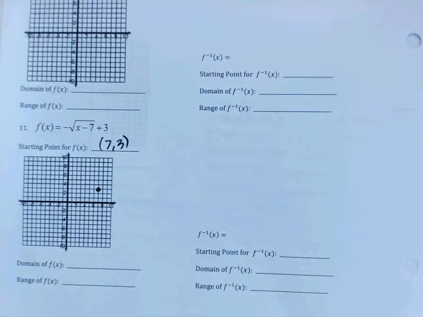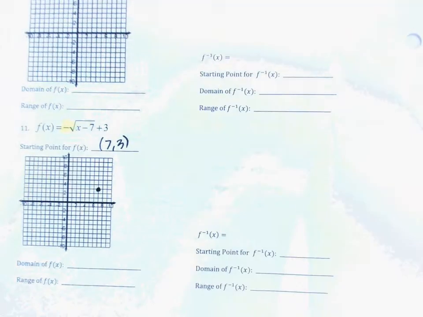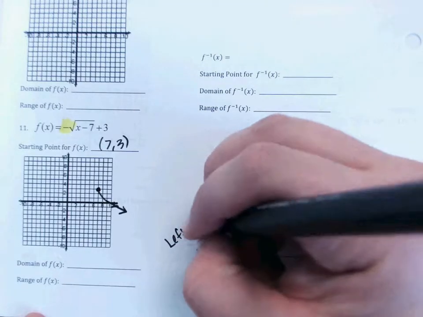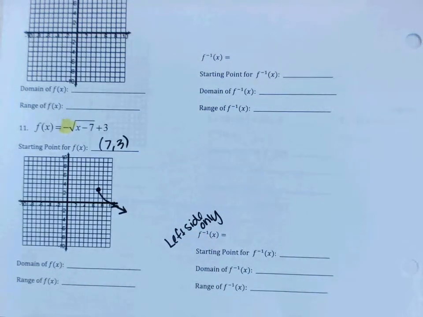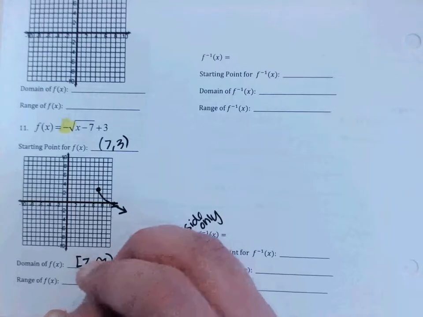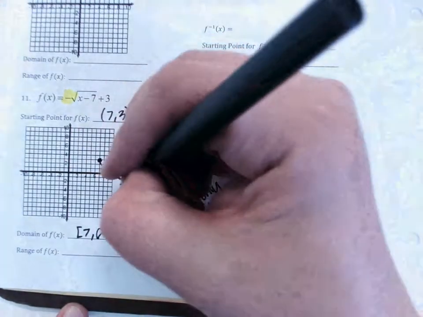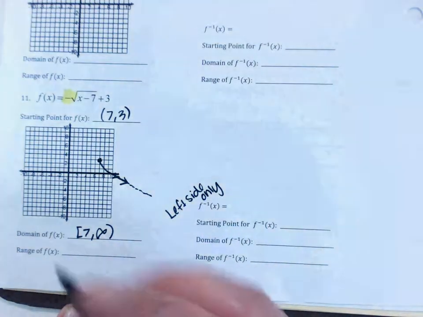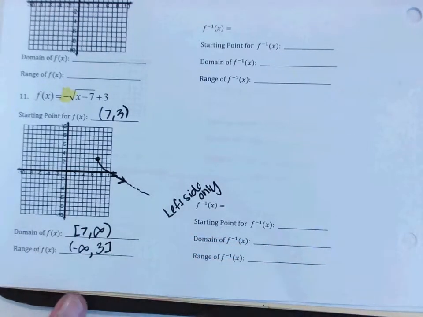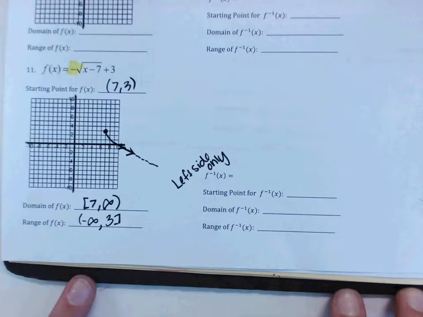Normally my square root goes up, but I notice I have a negative. That means I want it to drop down. And if it's going down, which side am I going to want? Left side only. Okay, now look at your graph. What is my domain for that guy that I just drew? 7 to infinity. And then for my range, how low does that arrow go if it points down forever and ever? Negative infinity till when? 3. So remember, you always want to go lowest first, highest second.